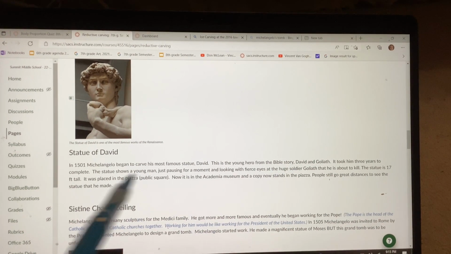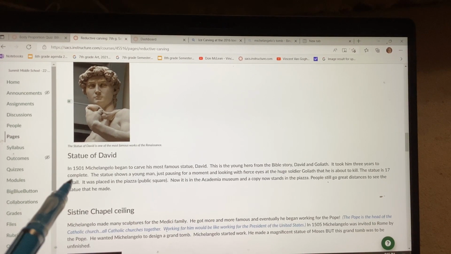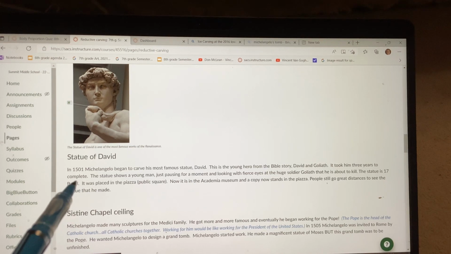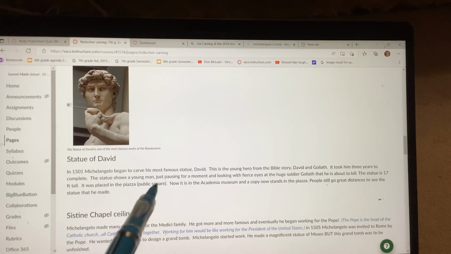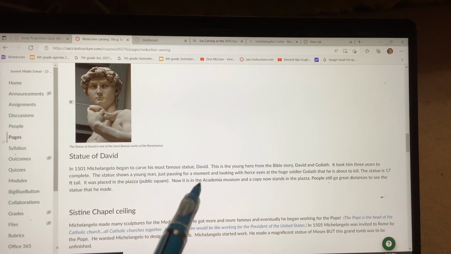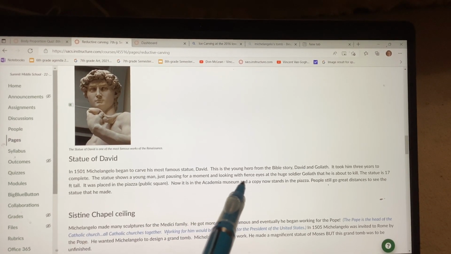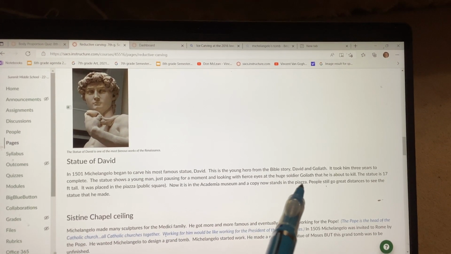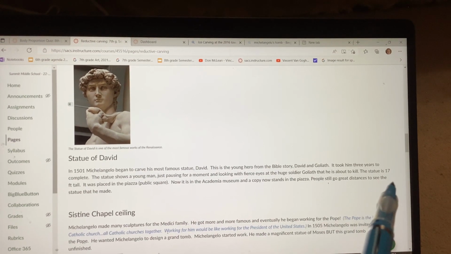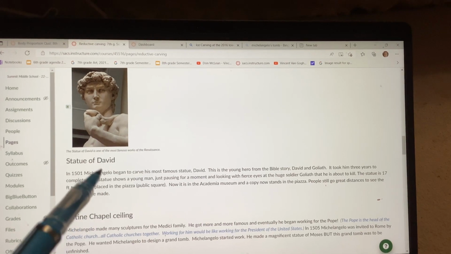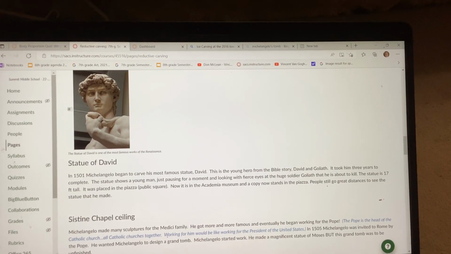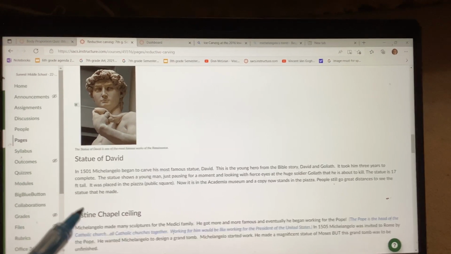The statue is 17 feet tall. That's like a 2-story building. It was placed in the piazza, a public square. Now it is in an academia museum, and a copy stands in the piazza. People still go to great distances to see the statue that he made. So remember, you should be pausing this video as you go and writing down important facts on this piece of paper.